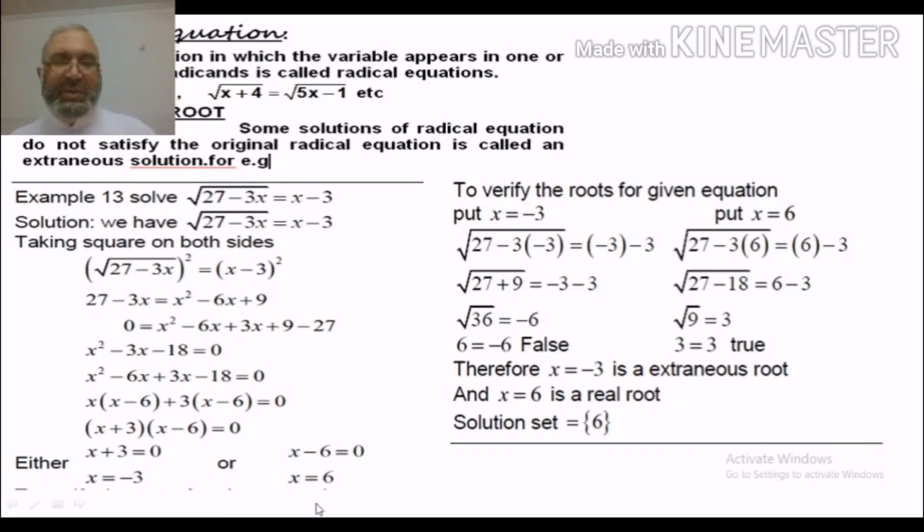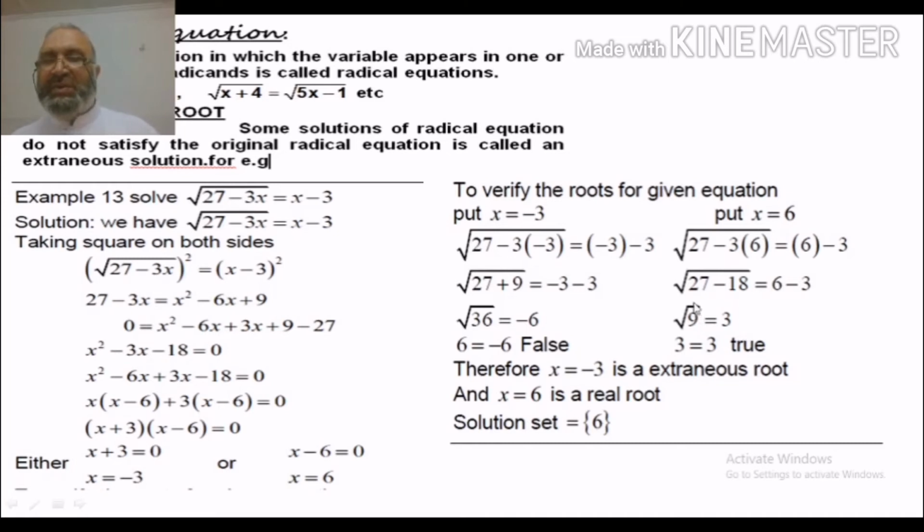And the second root, we verify x is equal to 6. Put x is equal to 6 in the original equation. By putting x is equal to 6, we get 27 minus 3 into x value 6 is equal to, on the right, x minus 3 means 6 minus 3. So 27 minus 18 under root is equal to 6 minus 3. So this becomes 27 minus 18, 9 under root is equal to 6 minus 3 becomes 3.